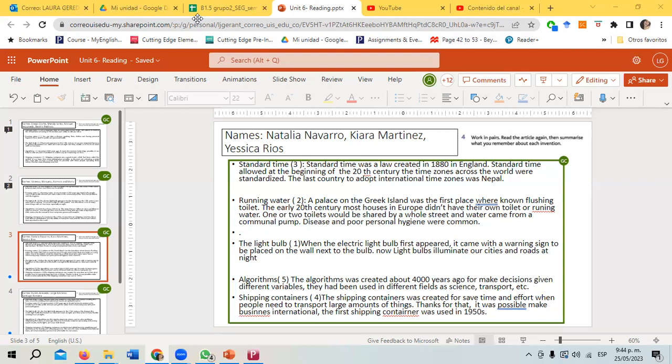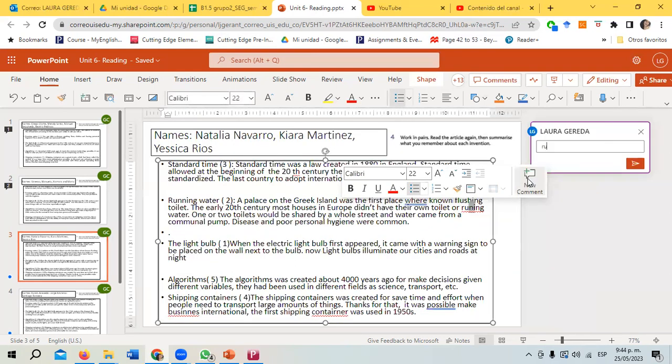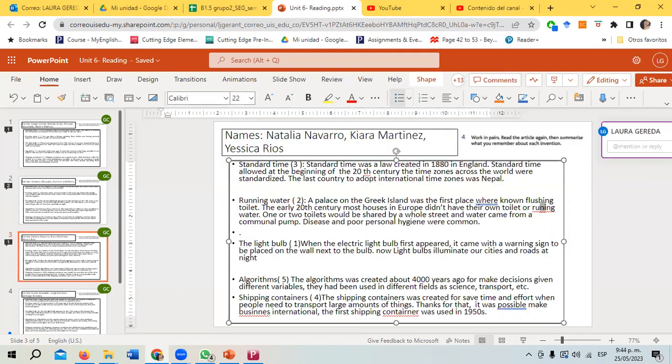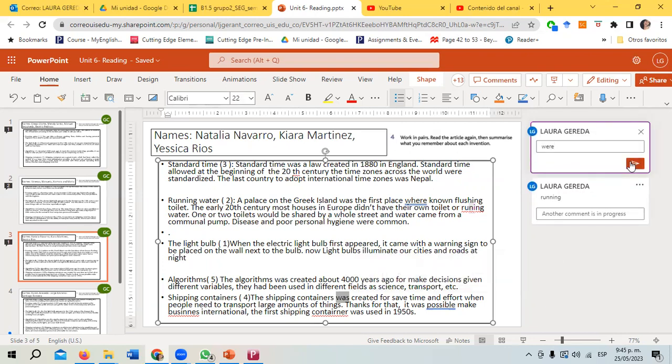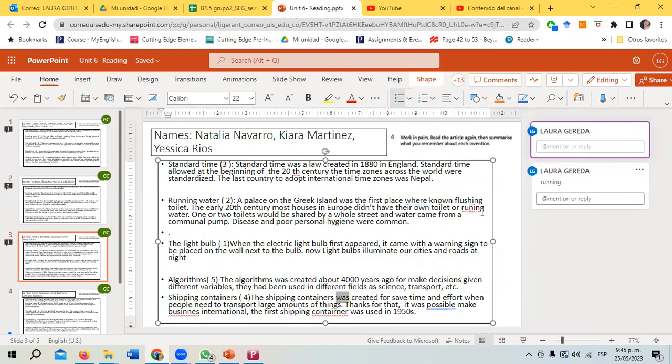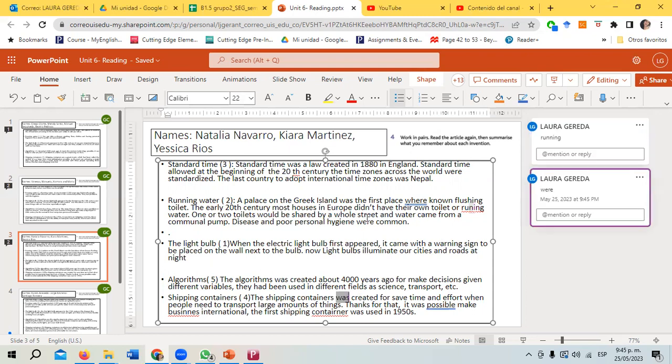And the fourth place was the shipping containers, because it was possible to transport large quantities, large amounts of things, and use them for international business. And the final place was the algorithms.